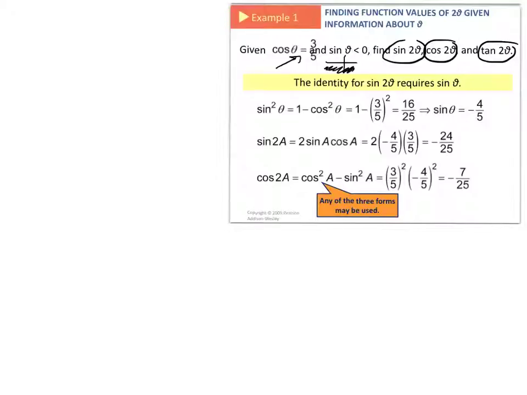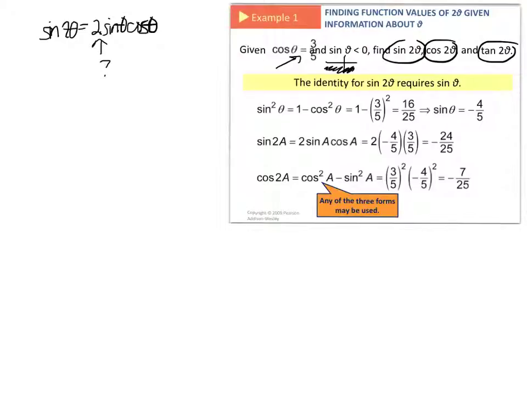Alright, we need to find these three identities here. So if we go back and look at our angle identities, we notice that to find sine of 2 theta, our identity is equal to 2 sine theta cosine theta. Okay, we need to know what sine is.